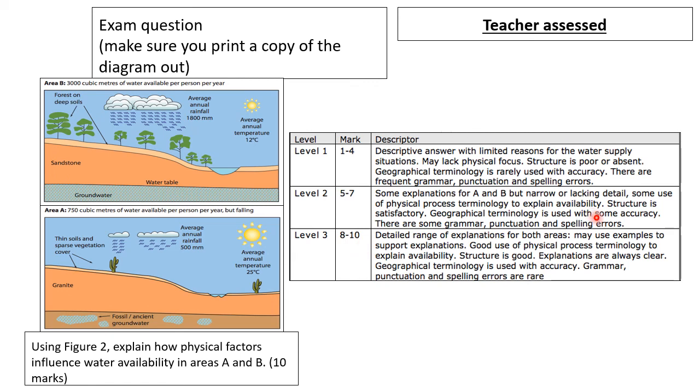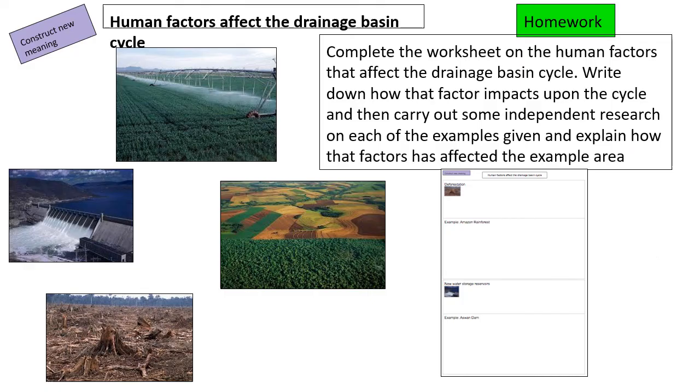Now, having done physical factors, you've got another bit of homework, and that's to look at human factors. So again, you've got this sheet in the worksheets I've sent you. Your job is to do some research, do some internet research, and have a look at 4 different ways in which humans affect the drainage basin and to fill that in.